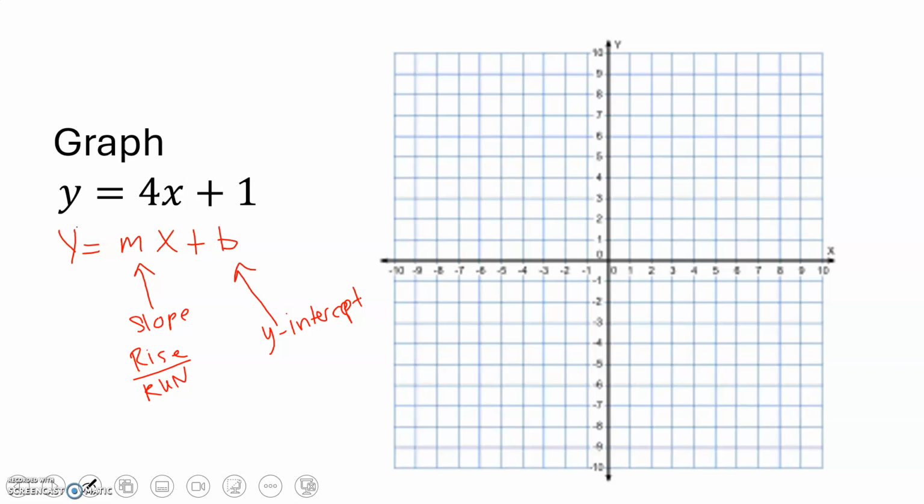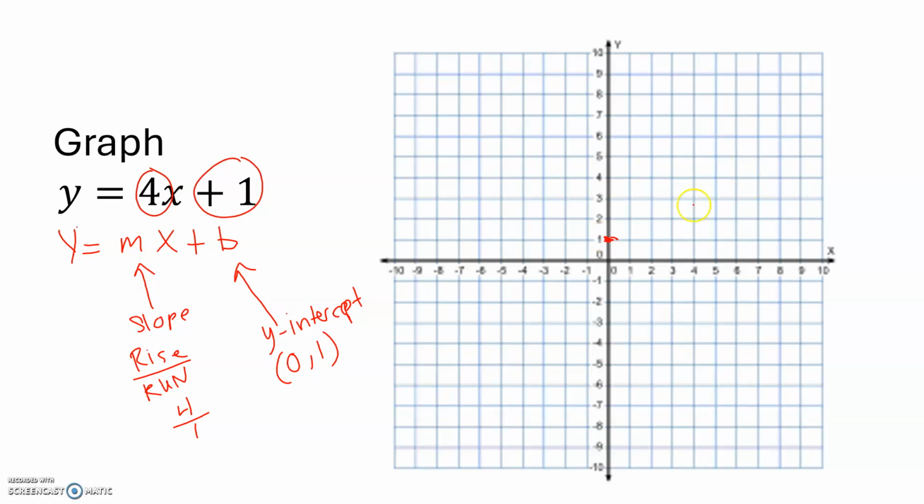In this case, we recognize that our slope is 4, meaning our rise is 4, and our run is 1. And our y-intercept is 1, so 0, 1. We will start by plotting our y-intercept at 0, 1, and then we will use our slope of 4 over 1 to plot subsequent points.